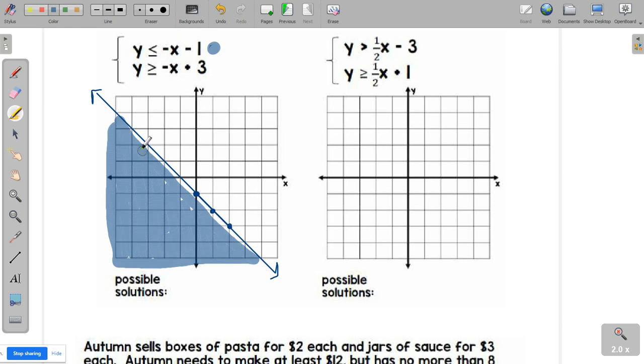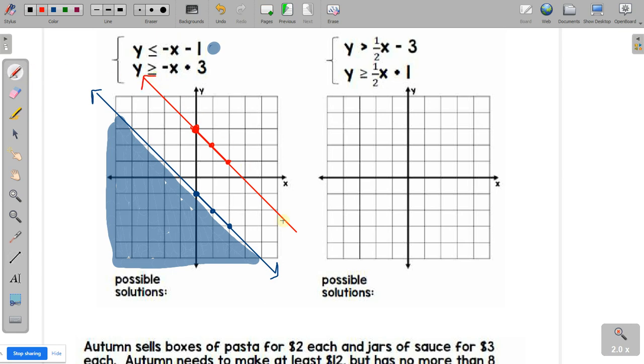Now let's graph our second equation. We have x is greater than or equal to negative x plus 3. Start at the y-intercept. We have a slope of negative 1, so down 1 to the right 1. Graph your line. Our line is solid, so draw a solid line.